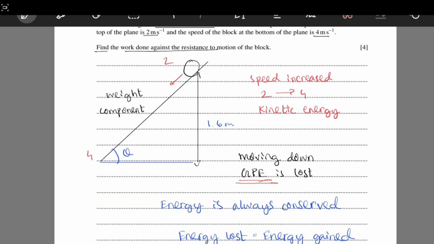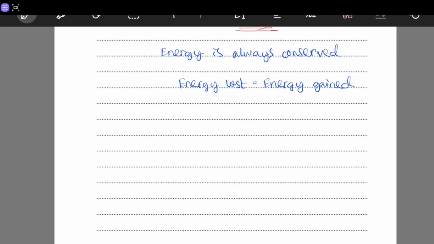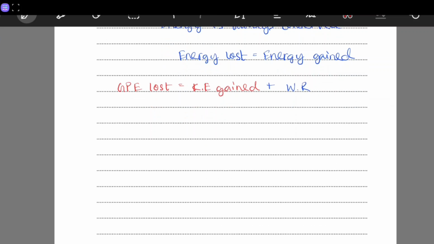And since it's moving down, it is gaining kinetic energy since the speed increased, and also it does some work against resistance to the motion. Thus, keeping all of these in our minds, we can form the equation that GPE lost equals the kinetic energy gained plus work done against resistance, which is WR. So just writing the formulas for each, GPE lost is nothing but mg del h, equals KE gain, so half m del v square, plus WR, just a variable.